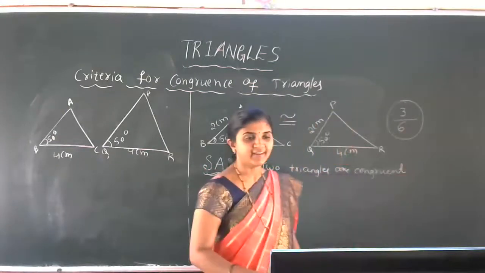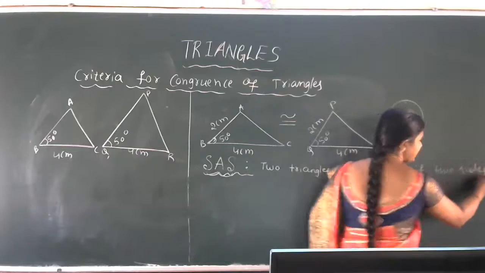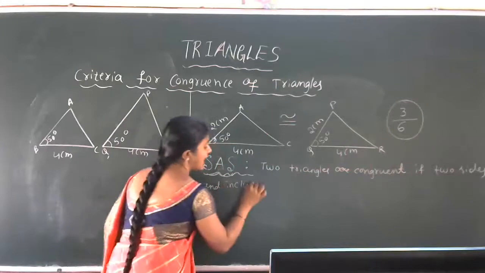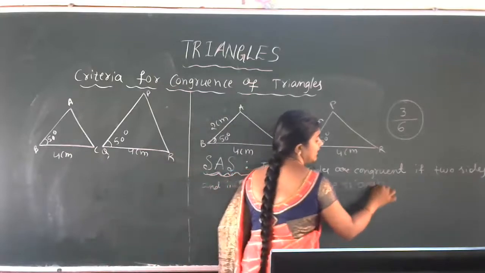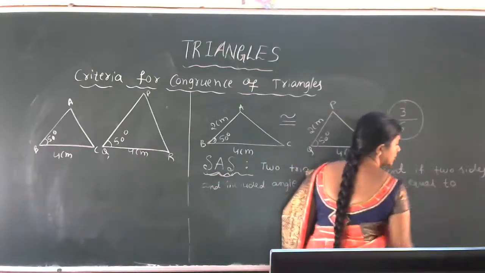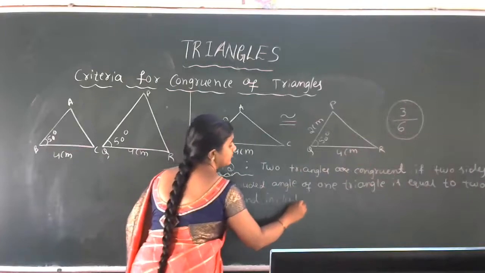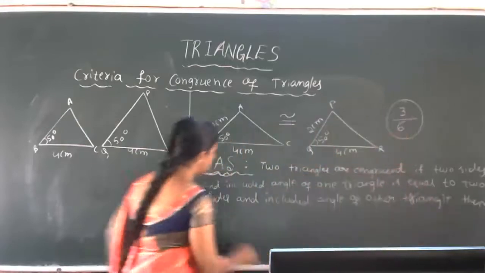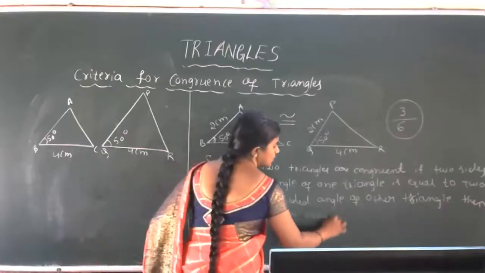Two triangles are congruent if two sides and included angle of one triangle is equal to two sides and included angle of the other triangle, then the two triangles are congruent. This word "included" is very, very important, students.